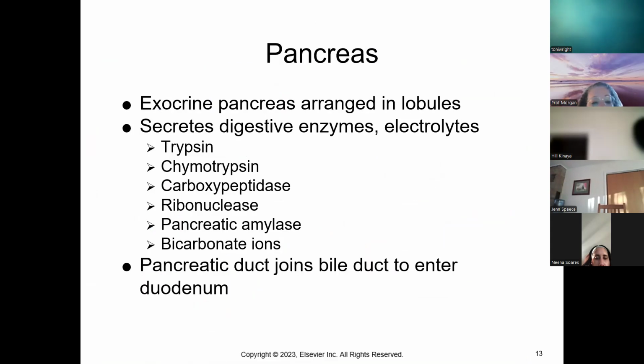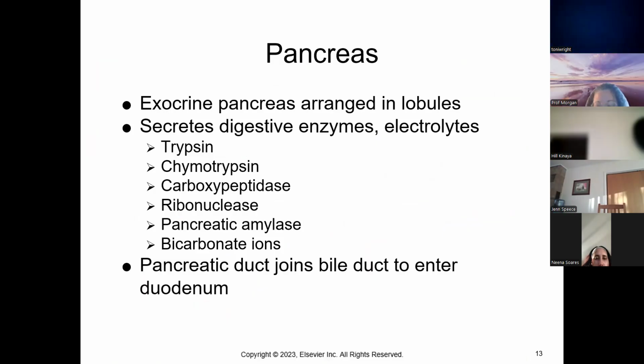All right, now we're going to talk about the pancreas. The pancreas secretes digestive enzymes, electrolytes, and water. Those drain into a main pancreatic duct, and that duct will carry secretions from the pancreas into the common bile duct and into the duodenum. Remember, in the duodenum, that's where things are going to start to be broken down.